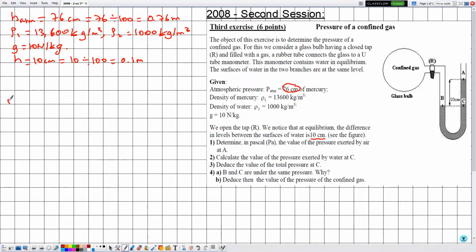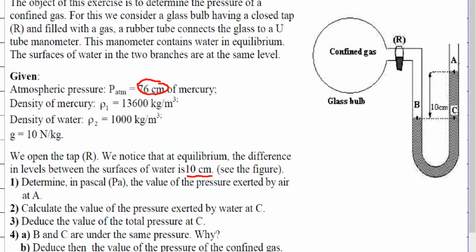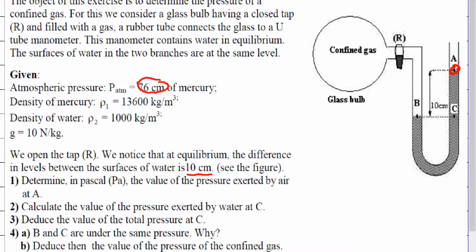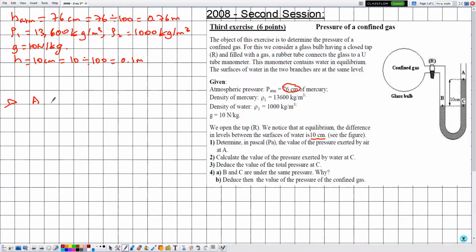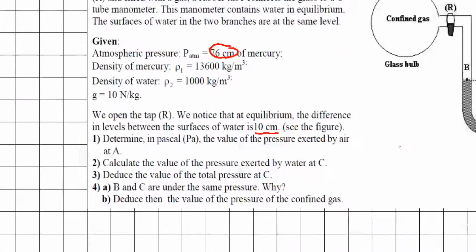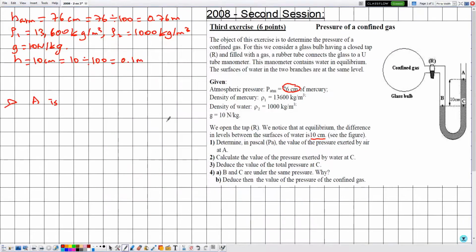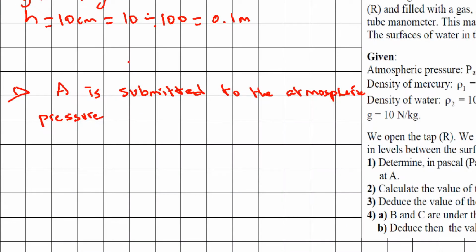Now number 1, determine in Pascal the value of the pressure exerted by air at A. So we are interested in determining the pressure at the point A. Whenever we are determining the pressure, we always look upward. Notice that the point A is open to the atmosphere, so A is submitted to the atmospheric pressure, which in this case is given by the pressure exerted by air. They usually give half a mark for this statement.